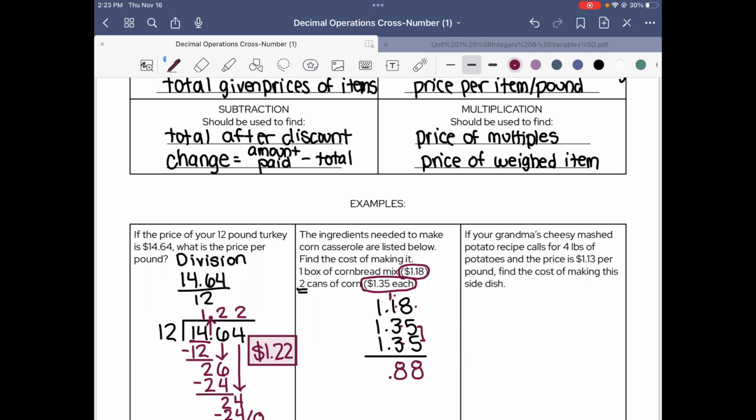And then I would add the numbers on the left. 1 plus 1 plus 1 is 3. So in this case, it would cost us $3.88 to make this corn casserole.